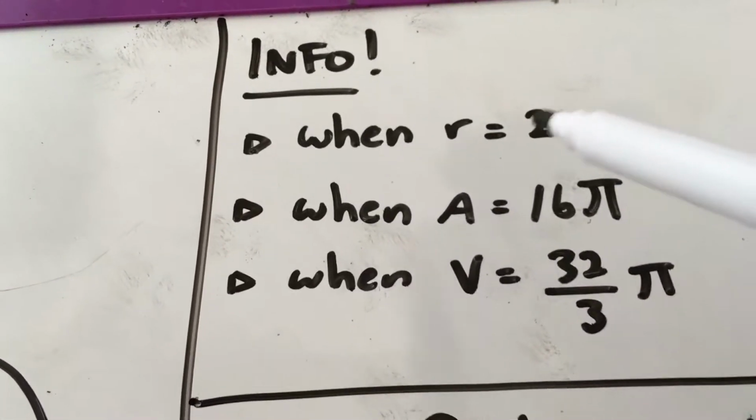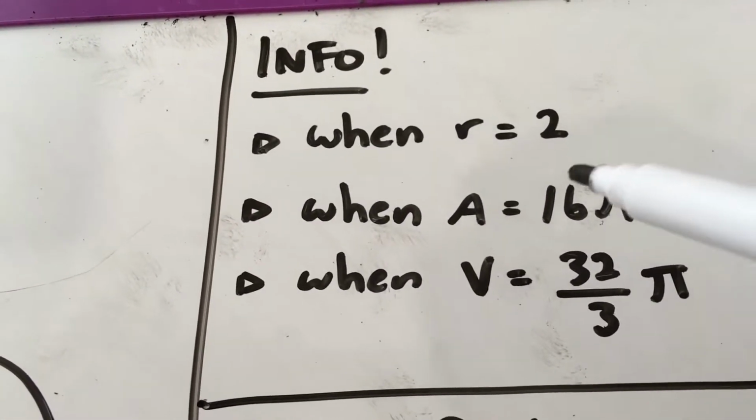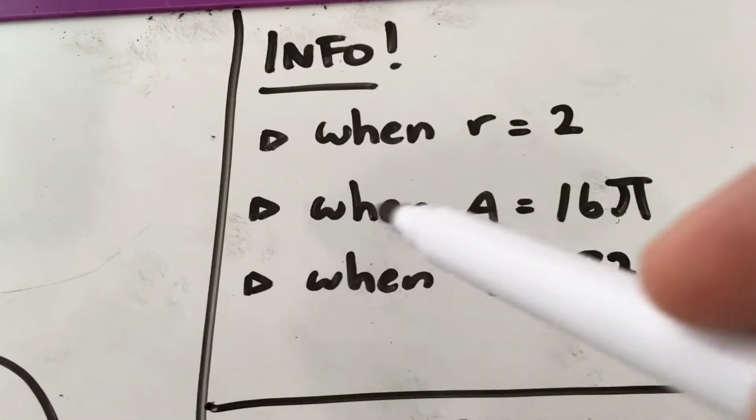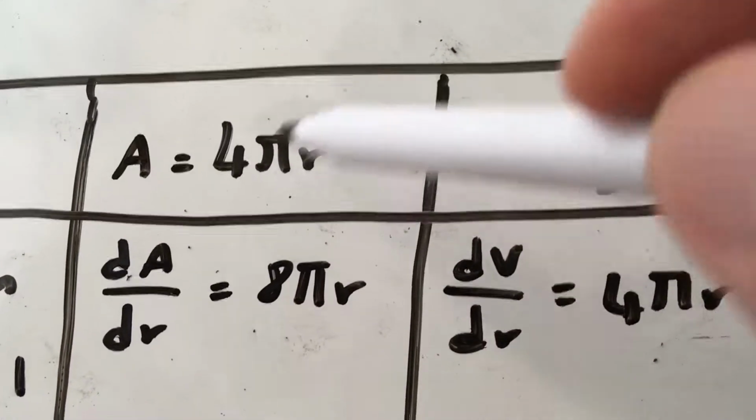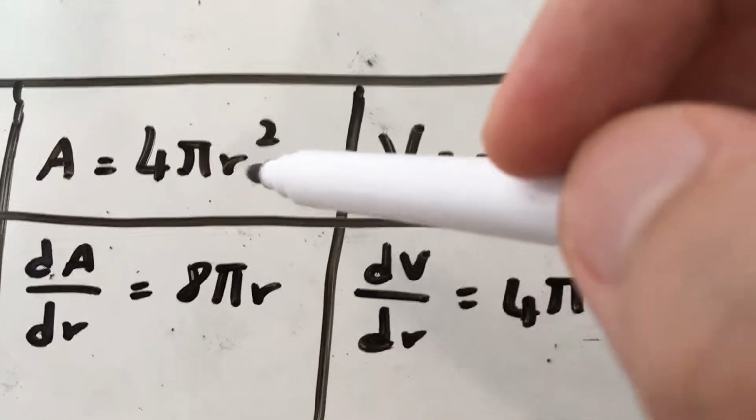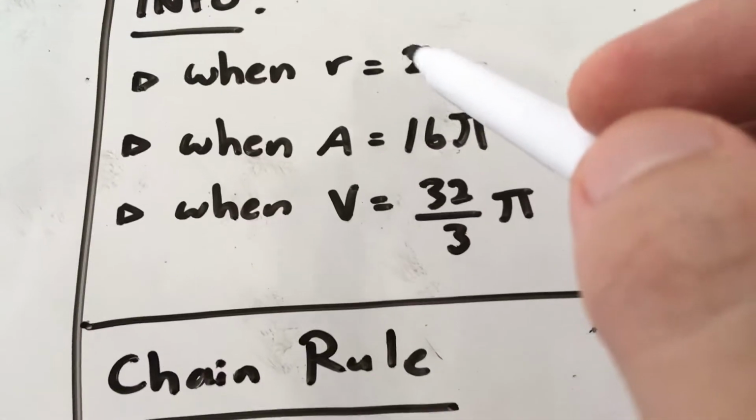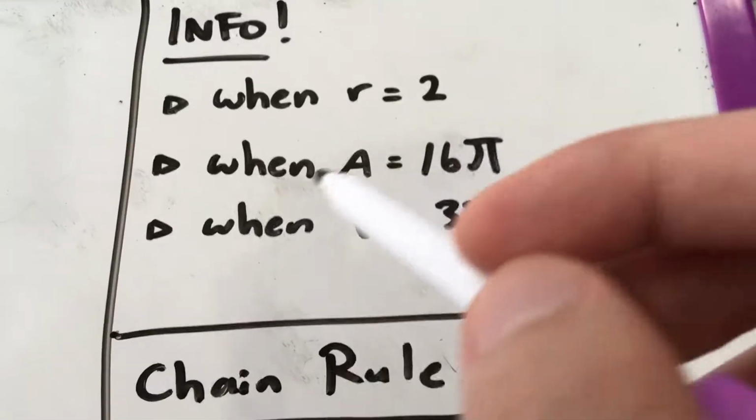If they don't give this, they might give it in a less straightforward way where you have to solve it yourself. Maybe they'll say when the surface area is 16 pi, then you have to solve, right? Sub this into this equation and solve to find r. Then you continue that regularly, sub that into here, right? So that's if they give this.